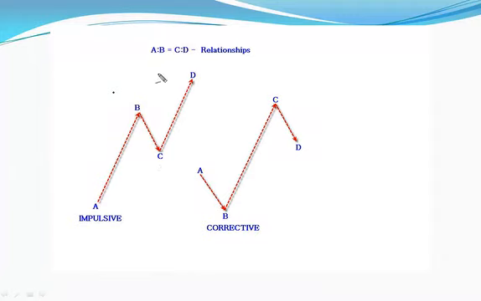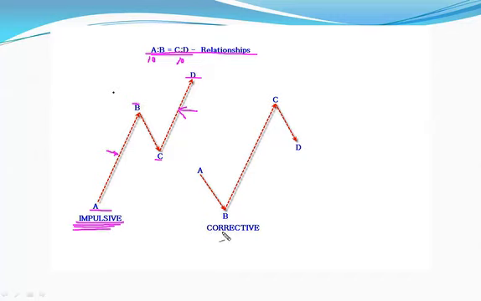I'm just going to go through this again, the A to B, C to D relationships. All right. So this is called impulsive when you have an A to B, then a retracement from C to D. Many times this would be called a measured move, where your A to B is equal to C to D right here, meaning that if this is 10 points, that would be 10 points, or a derivative of 10 points. But they typically call this a measured move or an A to B, C to D, and this would be considered an impulsive A to B, C to D.